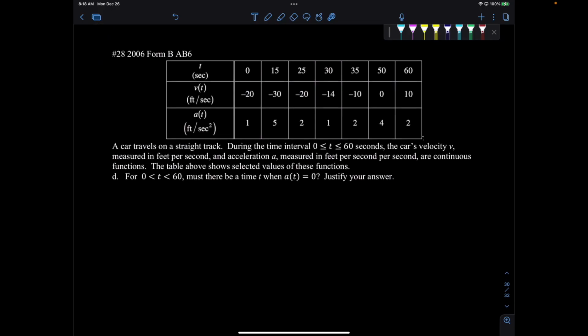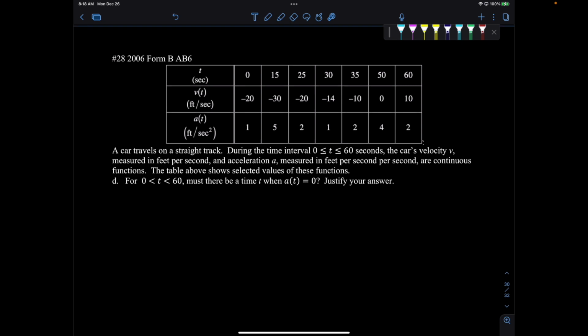So 28, this is 2006, form B, AB6, and it looks like we're doing part D. A car travels on a straight track during the time interval 0 to 60. The car's velocity v is measured in feet per second, and acceleration a is measured in feet per second, which is my preferred way of writing that. I know that physics will tell you feet per second squared, but it's way harder to interpret that. They are continuous functions. The table above shows selected values. For this, must there be a time when a of t equals 0?